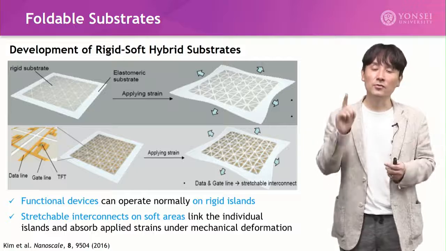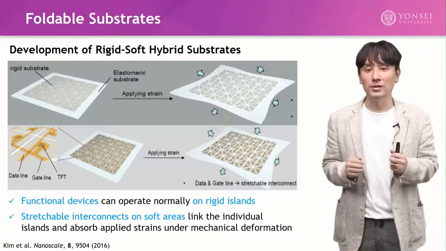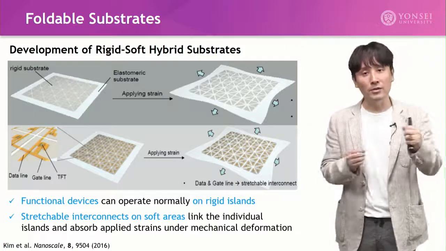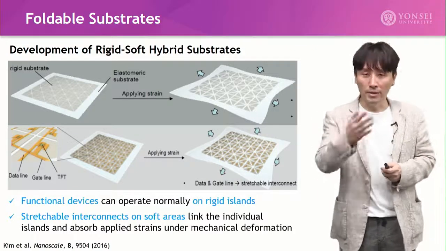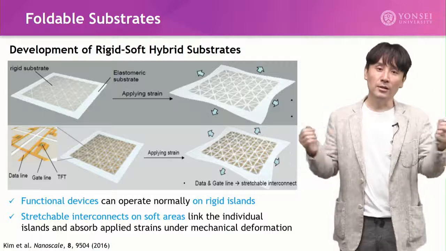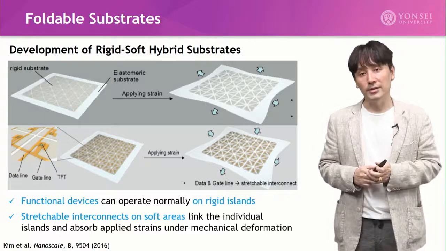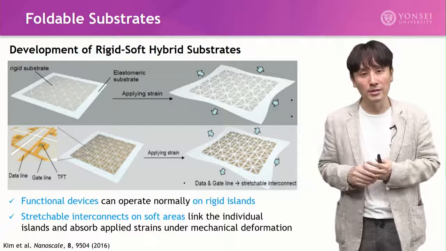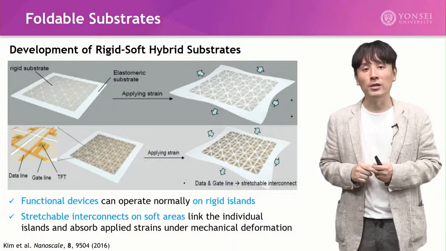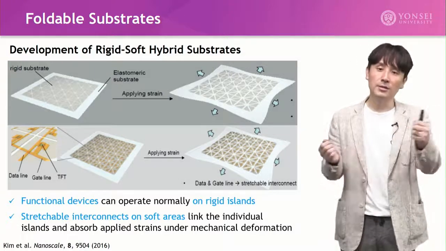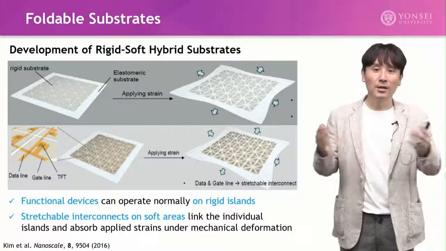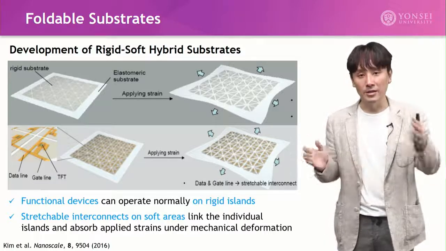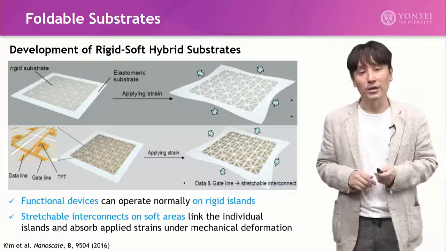In that case, we need just one unique material, which is a stretchable electrode. If we have stretchable electrodes, then we can make entirely stretchable transistor arrays. We don't have to develop all the electronic materials to compose transistors. The only component we need is stretchable metals. So the rigid-soft hybrid substrate enables a great simplification of the fabrication.